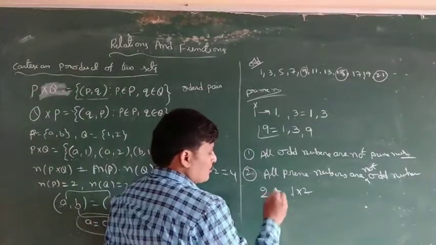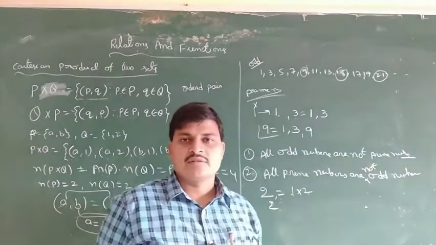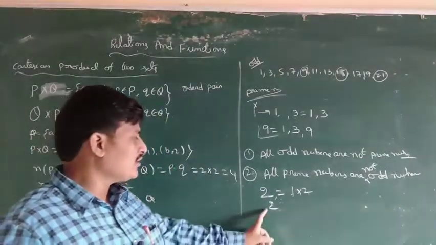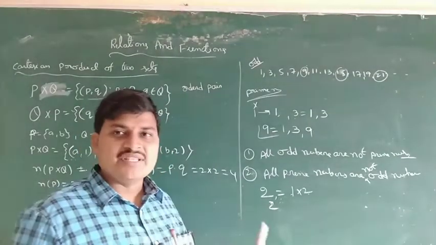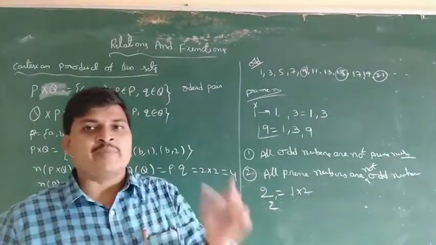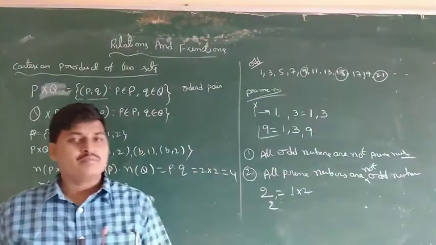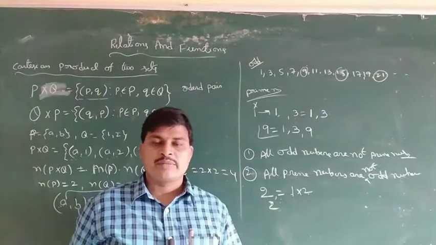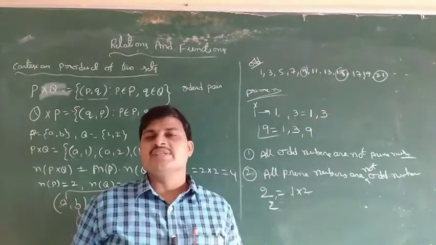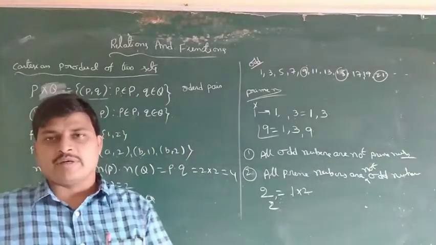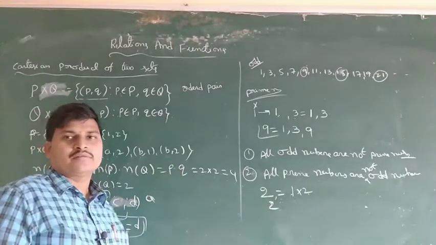The 2 has a specialization. Why is 2 a special number? 2 is a special number because it is an even prime number. What is the even prime number? Even plus prime number. Which number is the even prime number? 2 is an even prime number.